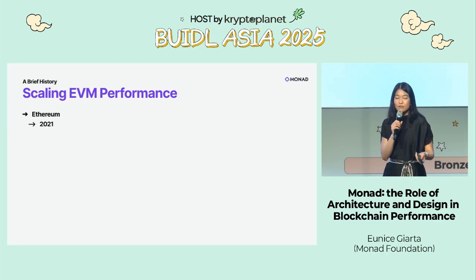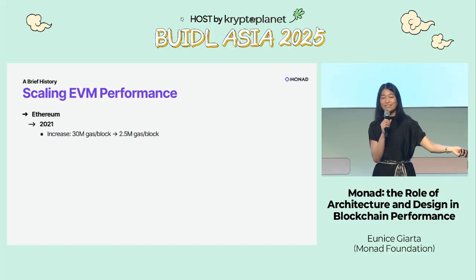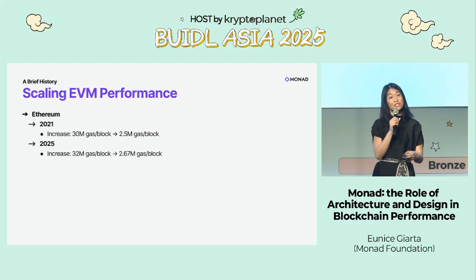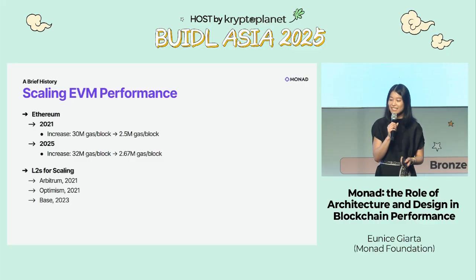However, Ethereum may be rebutted. In 2021, they increased their max gas from 15 million to 30 million. And then again, just recently, 2 months ago, they increased it from 30 to 32 million. So some improvement, 2.67 million gas per second.